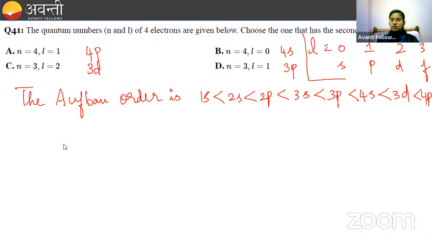So 4p is the orbital with the highest energy among these four. And this is the first lowest energy containing orbital. And this is the second lowest energy orbital. Okay, so the second lowest energy orbital is 4s. So it is given in option B. So option B is the correct answer.